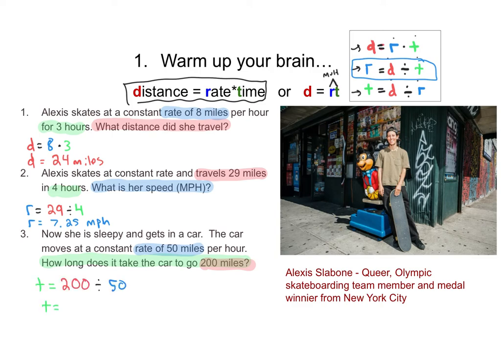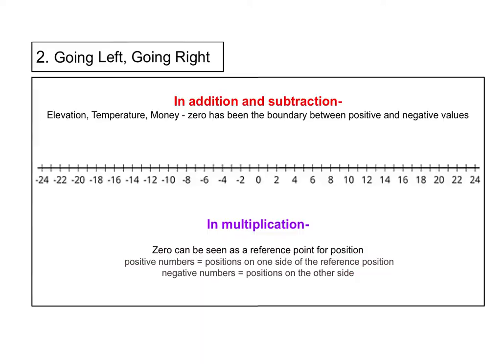Here's what I set up. If time is our distance divided by our rate, then time is going to be 200 divided by 50. So this car went 200 miles in exactly 4 hours. All right, let's move forward.